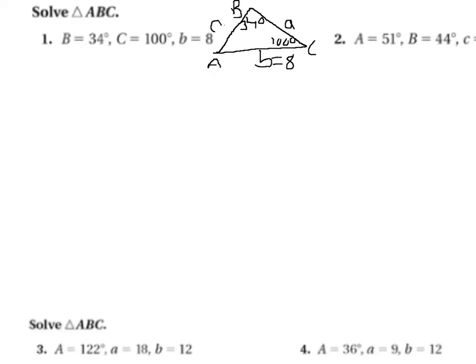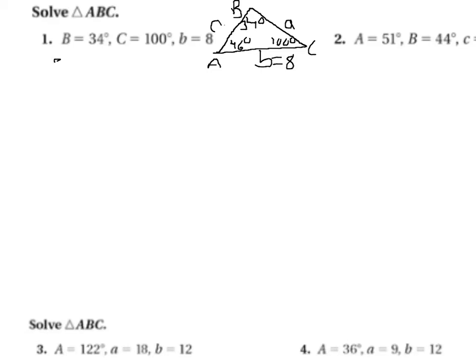What's the other angle? We know C, but we can find the third angle because you can go 180 minus 100 minus 34, and you get 46 degrees. So this is what I would do. What side and angle do we know? We know angle B, we know side B, so I know I'm going to need that. And are we looking for a side or an angle? Well, we're looking for the side, so whatever you're looking for is what goes on top.